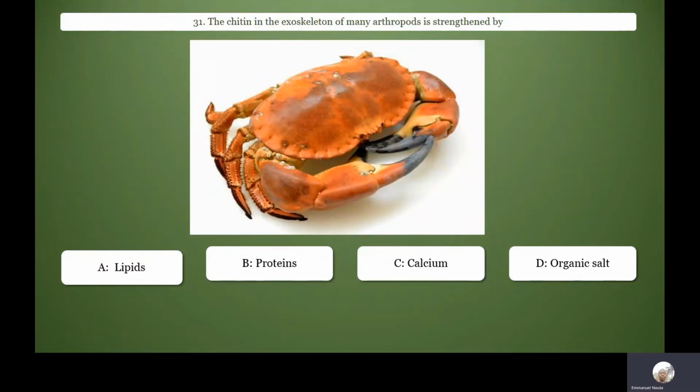The chitin in the exoskeleton of many arthropods is strengthened by calcium, like we said earlier. The exoskeleton of arthropods, crustaceans, insects, arachnids, and myriapods, they have this chitinous exoskeleton. It is strengthened by this mineral called calcium.